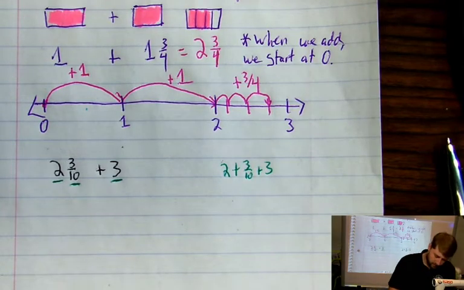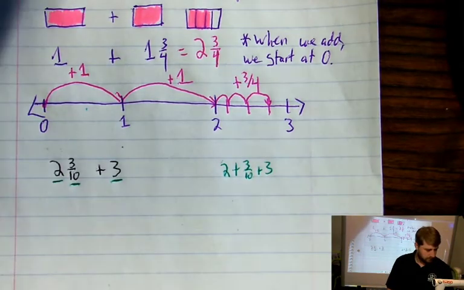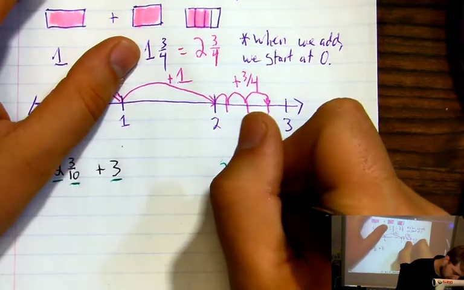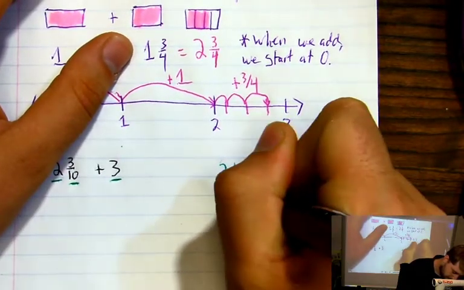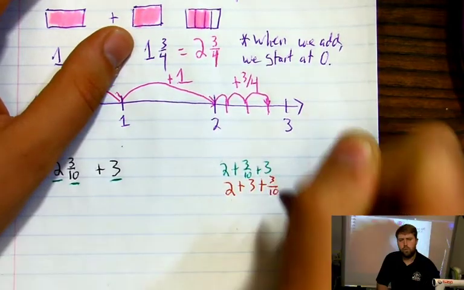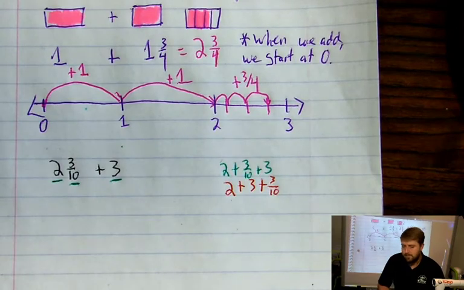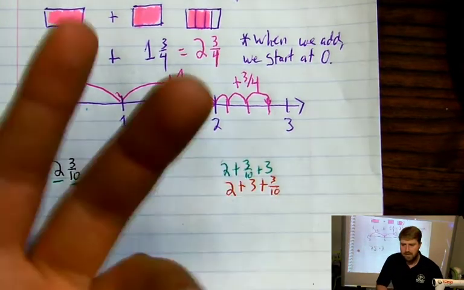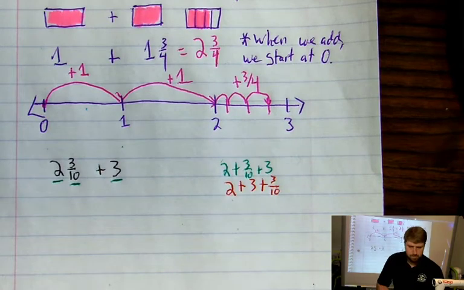I have a question for you, though. If we went like this, 2 plus 3 plus 3/10, would we get the same result, the same answer? If we change the order that we're adding in, will we get the same answer? If we add the whole numbers first, that might be easier because we're adding whole numbers. But it would only work if we got the same answer.